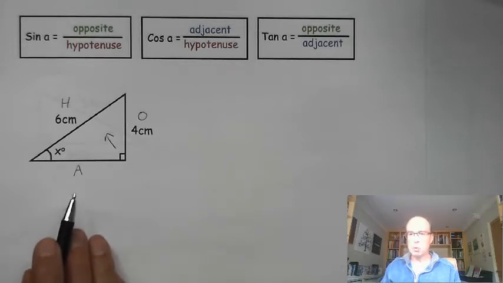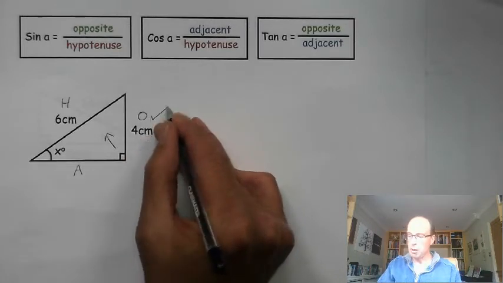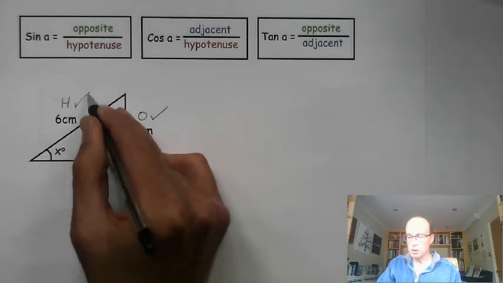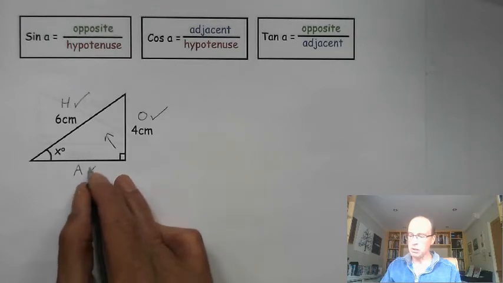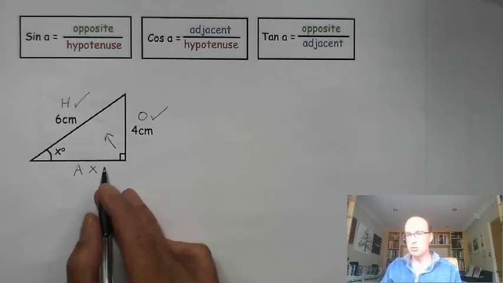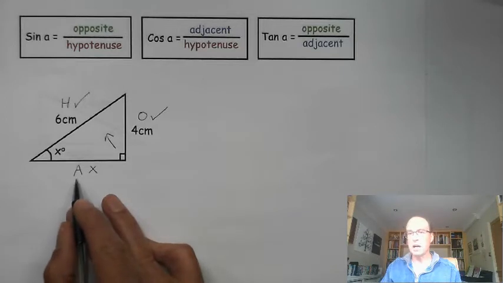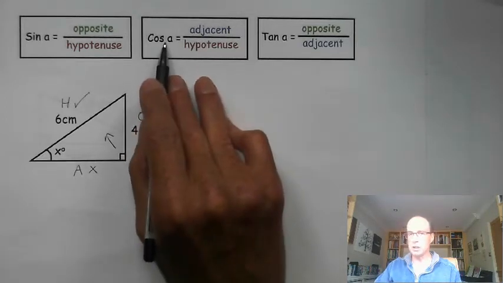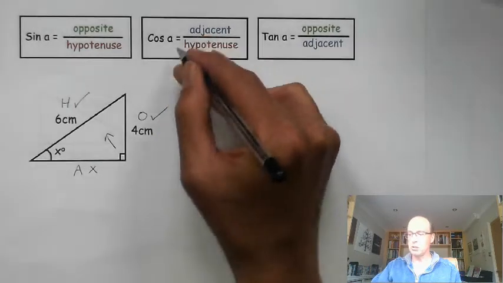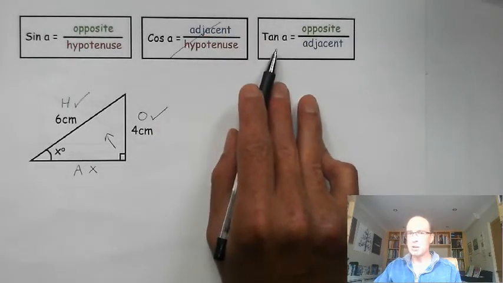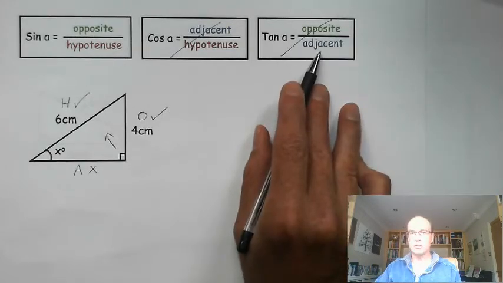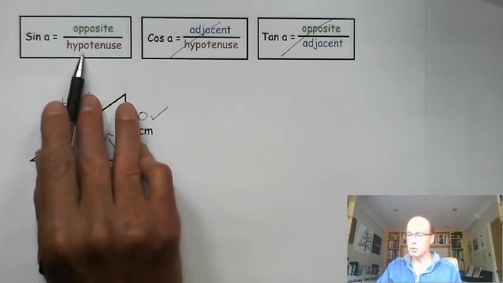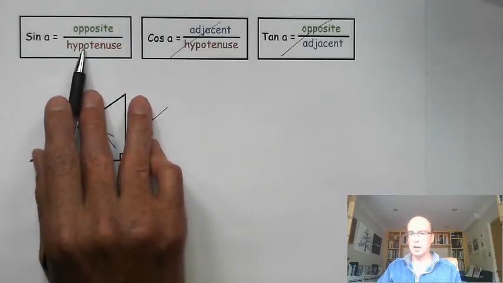I'm then going to work out which one of my three ratios I'm interested in using. I'm interested in the opposite side, I've been given that value. I'm interested in the hypotenuse, I've been given the value of 6. I haven't been given the length of the adjacent side, so it's no use to me. So the two ratios that have got the adjacent side in, I can eliminate. The cosine ratio has adjacent over hypotenuse, no use. The tan ratio, opposite over adjacent, again no use to me because it needs the adjacent value and I don't know what it is. So the ratio I've got left, sine A is equal to opposite over hypotenuse.